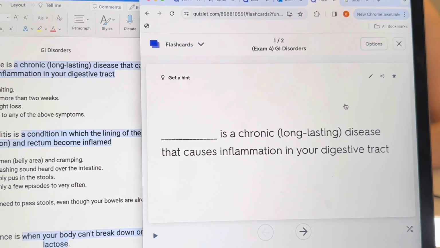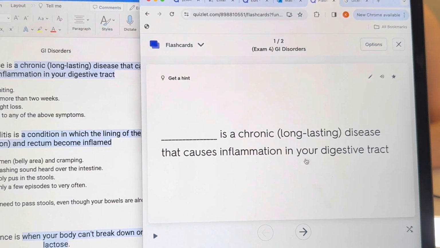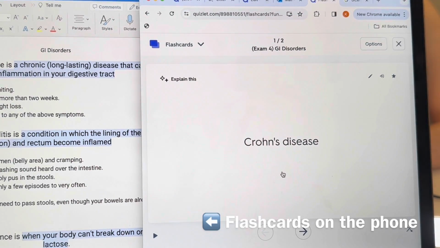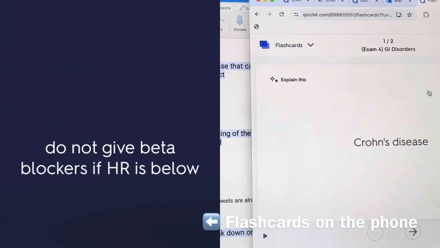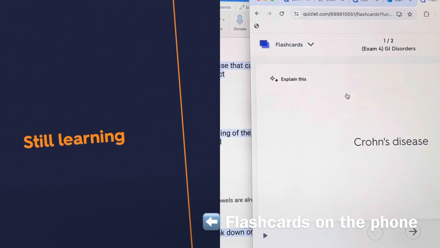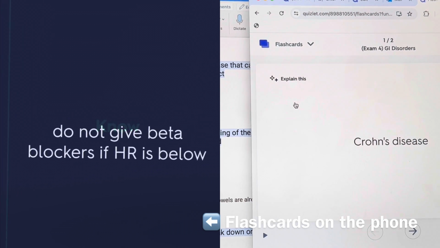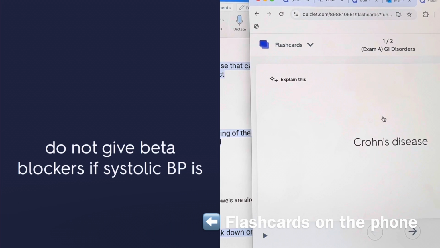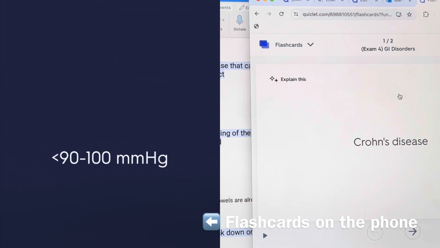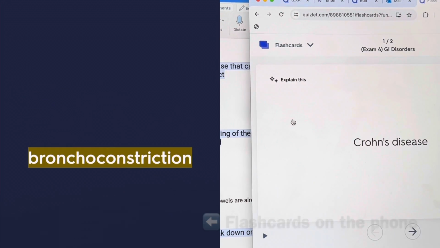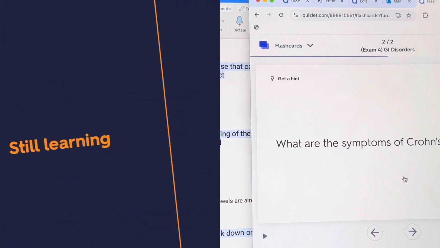So blank is a chronic long-lasting disease that causes inflammation in your digestive tract. I think it's Crohn's disease, and it is. And then you can choose to star certain ones that you want to review later. And then on your phone, I'll show you guys a screen recording of it, but you can swipe to the right or the left to choose if you got it right or wrong. And if you got it wrong, you would swipe it to the left and you can study it again. And if you got it right, you can swipe it to the right and it won't make you study it again. I hope that made sense, but I can't really show you guys on the computer, but I'll show you guys on my phone.